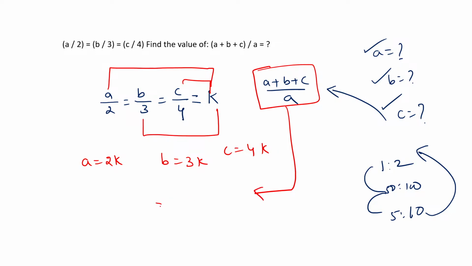So what will happen here? 2k plus 3k plus 4k, with the denominator 2k. So 5 plus 4, 9k by 2k, your answer is going to be 9 by 2. Is it clear? So whenever you want to simplify a ratio which is in the form of fractions, always equate them to some variable k, then find the individual values of a, b, c and place them in the equation, you will get your answer.